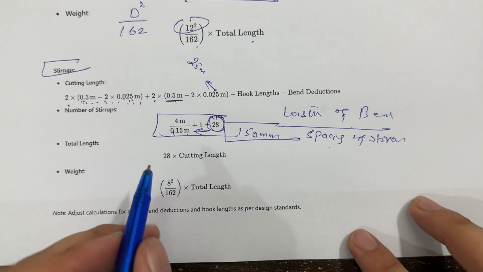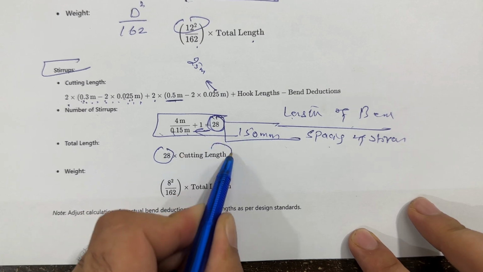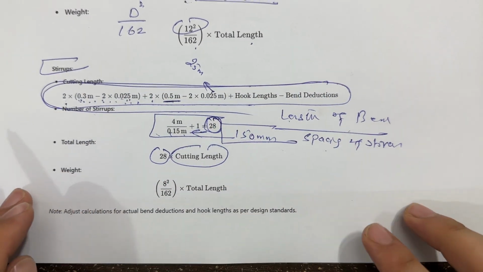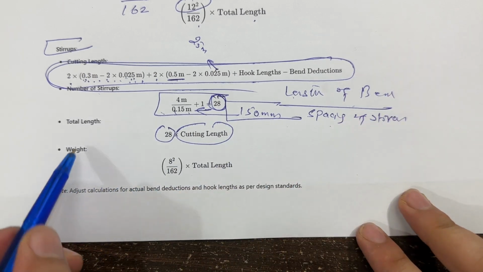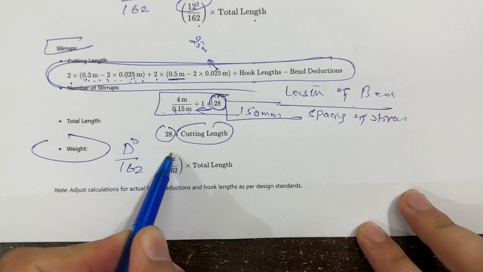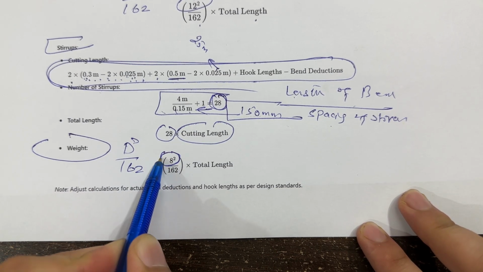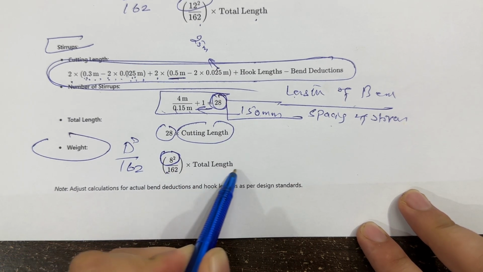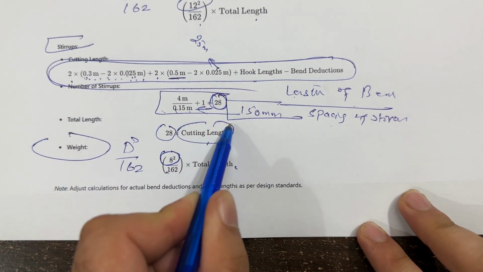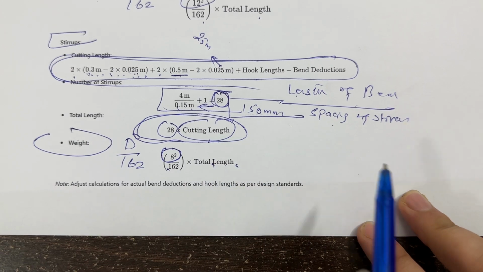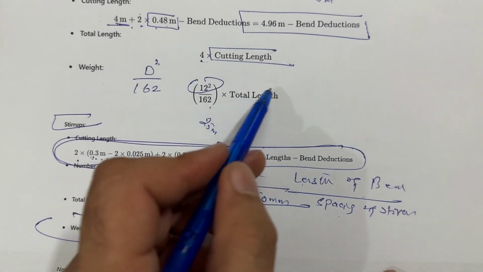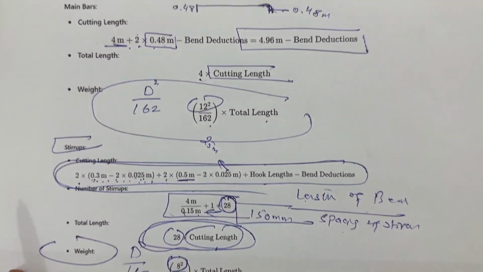The total length of the stirrups is 28 multiply cutting length. You can find the cutting length from this formula. You can do your own calculation using the calculator. Now to find the weight of steel, d square divided by 162. The stirrup diameter is 8 millimeter, so 8 millimeter squared divided by 162, multiply the total length. The number of stirrups multiplied by the cutting length gives the total length, and from this you find the total weight of the stirrup. Total weight of stirrup plus total weight of the 4 longitudinal bars gives the total quantity.